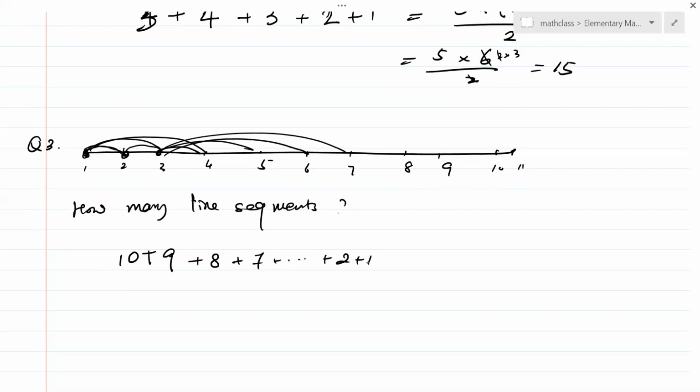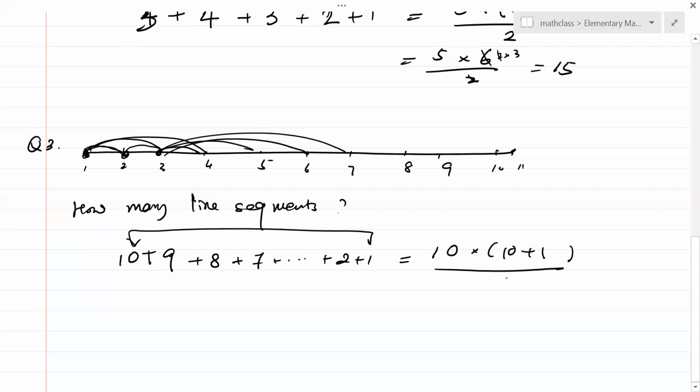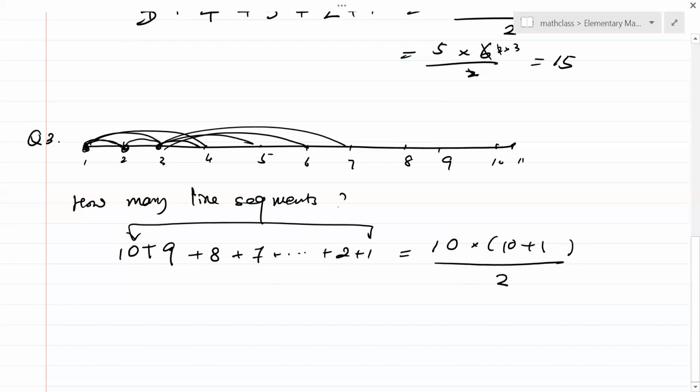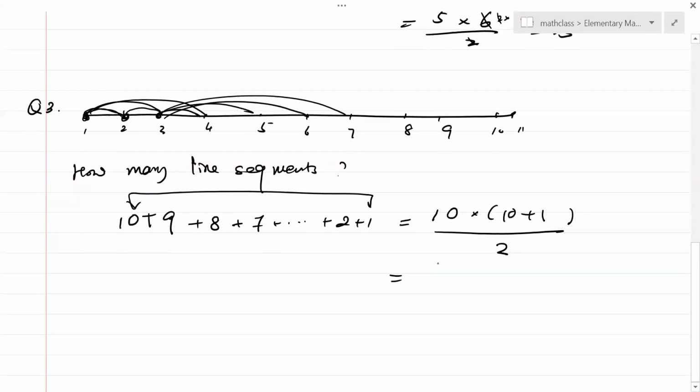How to add them together, you have 10 numbers here. You cannot do 1 by 1. So the best way to do it is to use a formula. The number of terms, which is 10, times parentheses, inside which is the sum of those two numbers, that will be 10 plus 1, and divide by 2. Okay, that's the formula. Then you get 10 times 11 divided by 2.